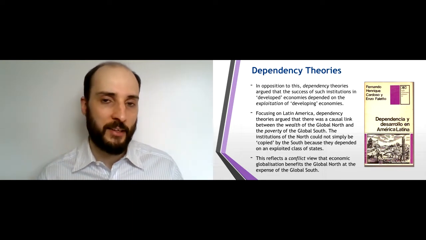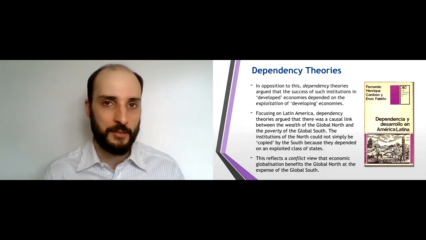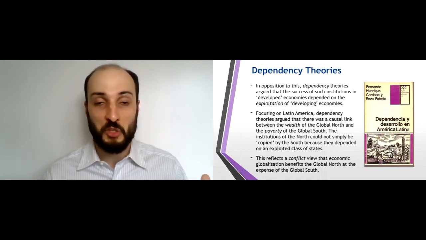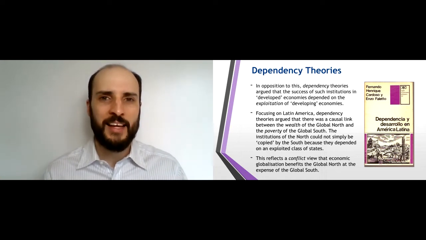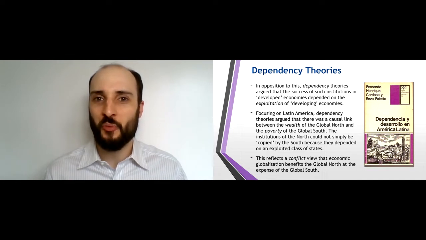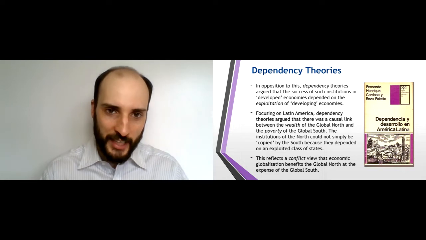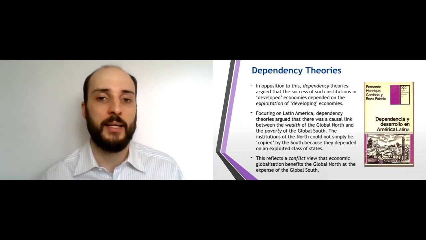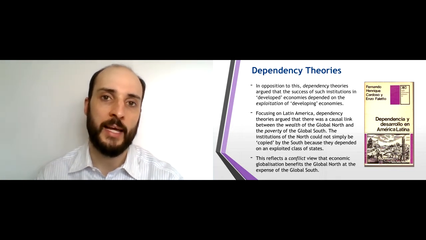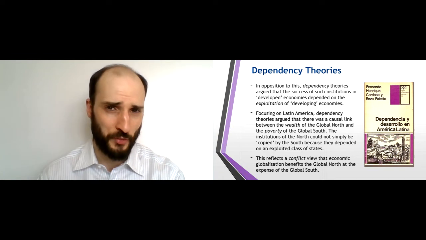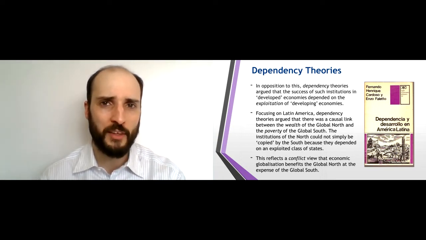Dependency theories applied this kind of idea to international relations, and they argued that there was essentially an upper class of nations, the contemporary West, the developed economies, and that the only reason their institutions worked so well for them was because those institutions were based upon the exploitation of developing economies in the global south. So dependency theory was a theory that emerged out of Latin America. It's a good example of a social theory which came from the global south.